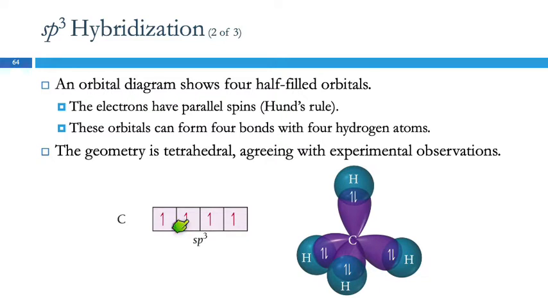So here I have 4 half-filled orbitals. Each of these can overlap with the half-filled orbital on a hydrogen. So now the carbon is going to bond to 4 hydrogens. And what's the angle? 109.5, which matches experimental observations. So this agrees with experimental observations, whereas overlapping the unhybridized orbitals did not agree.